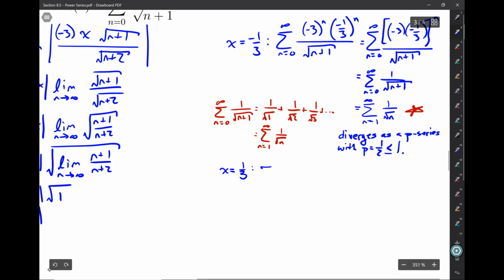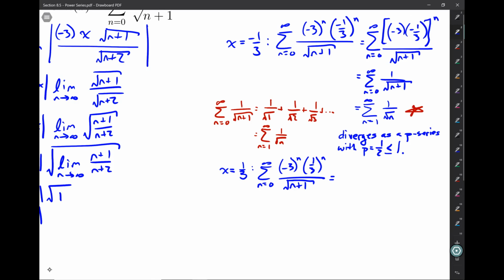When x is 1/3, we have a sum as n goes from 0 to infinity of negative 3 to the power of n times 1/3 to the power of n over square root of n plus 1. And just like before, we can combine the bases and we get negative 3 multiplied by 1/3. That's actually not just 1, but negative 1 to the power of n. And we're dividing this by the square root of n plus 1.